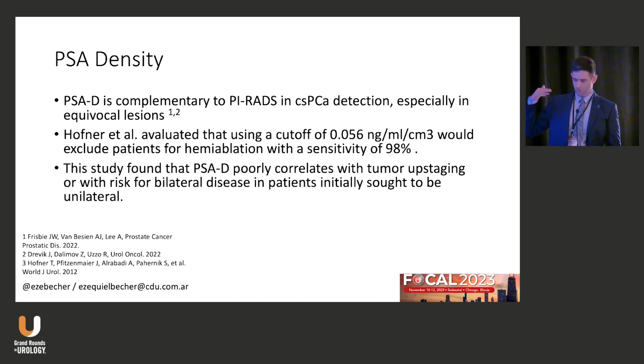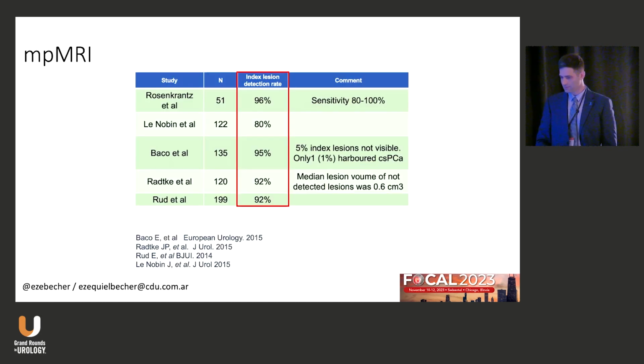would be found to have bilateral clinically significant disease upon radical prostatectomy, and therefore inferring which patients would have eventually failed a hemiablation. And the study found that a cutoff of 0.05 would be fine to exclude the patient, but it is a really, really low PSA density cutoff. And the study also found that PSA density poorly correlates with tumor upstaging after radical prostatectomy. Therefore, PSA density, at least up to now, is not a really good biomarker for selecting patients for focal therapy, at least at the moment.